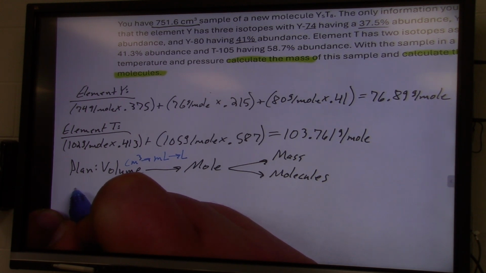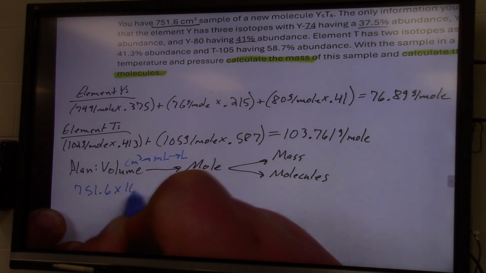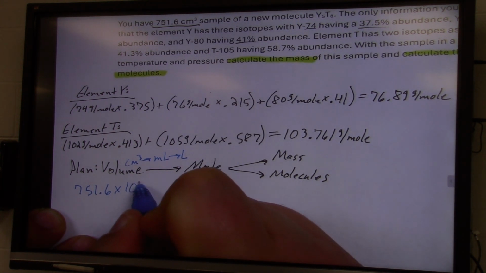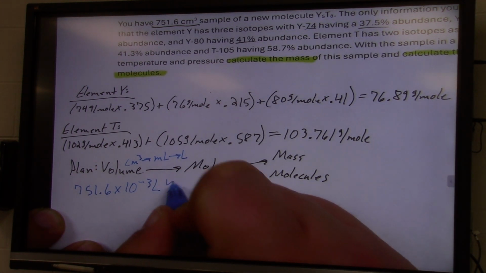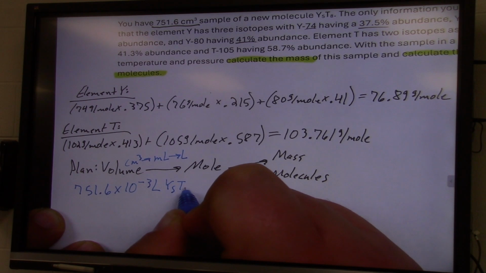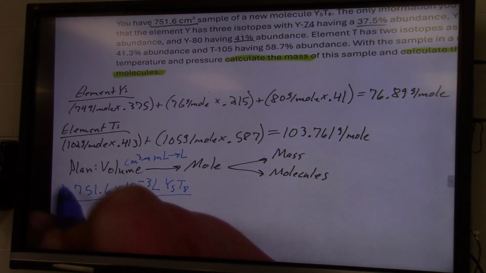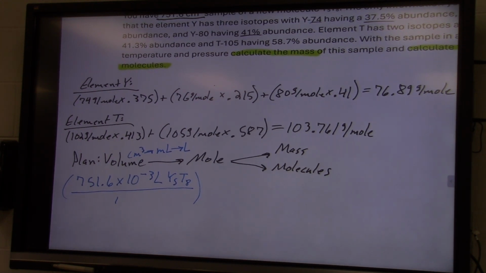So it's 751.6 times 10^-3 liters of Y5T8. I set it over 1. Any questions where I got that number from? No questions?